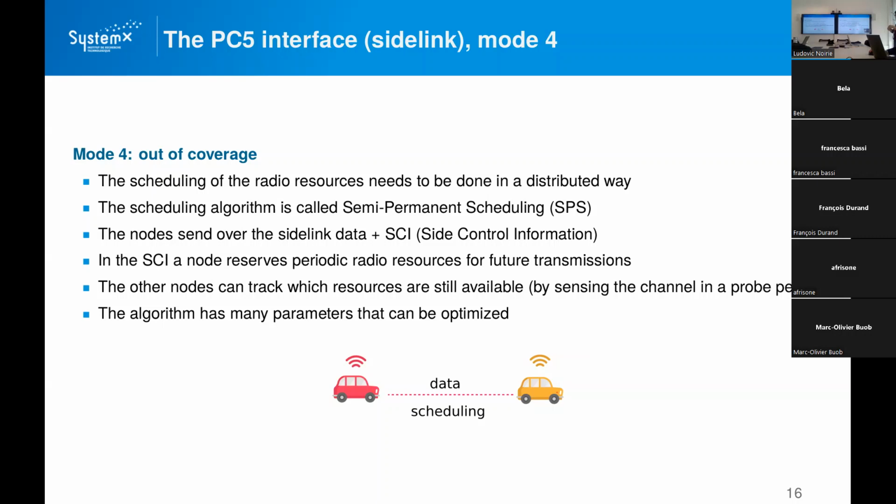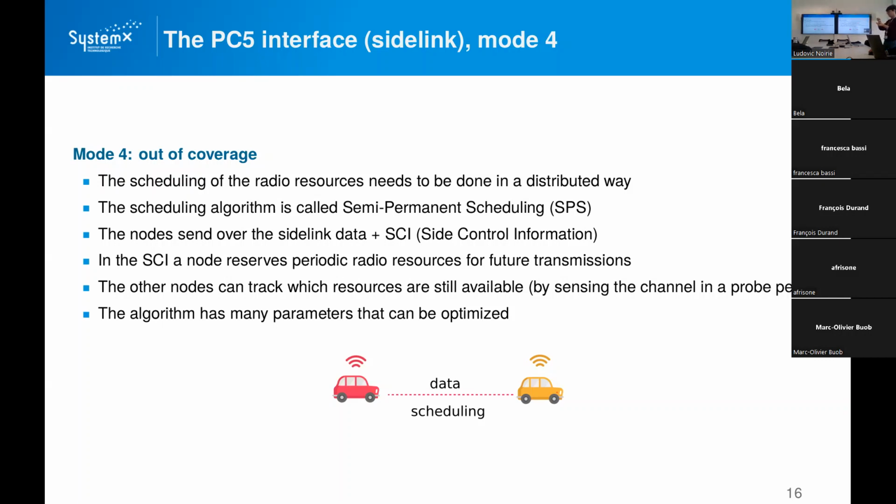And so the idea is that when the vehicles exchange data, they exchange the data plane, but also there is this side control information, or sidelink control information, which is sent with every packet. And this sidelink control information is what allows a given vehicle to alert the neighbors of when it intends to perform the next transmissions.